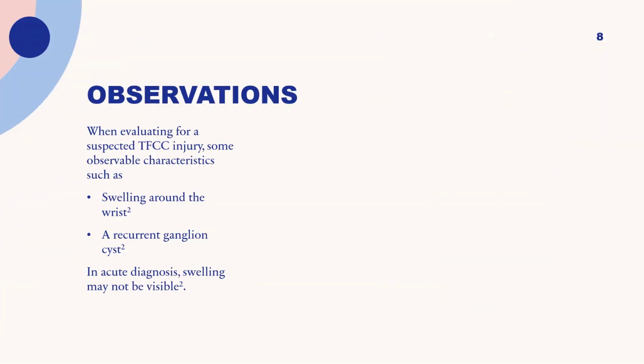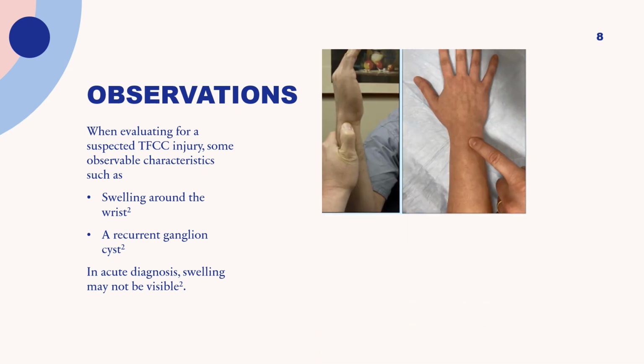So when you're looking for a TFCC injury, some observable characteristics basically include swelling around the wrist or a recurrent ganglion cyst caused by the TFCC. In an acute diagnosis, swelling may not be visible. As you can see in the pictures, the fingers are pointing to the ulnar side of the wrist where the TFCC injuries occur, and around there is where you see some swelling or some ganglion cyst.